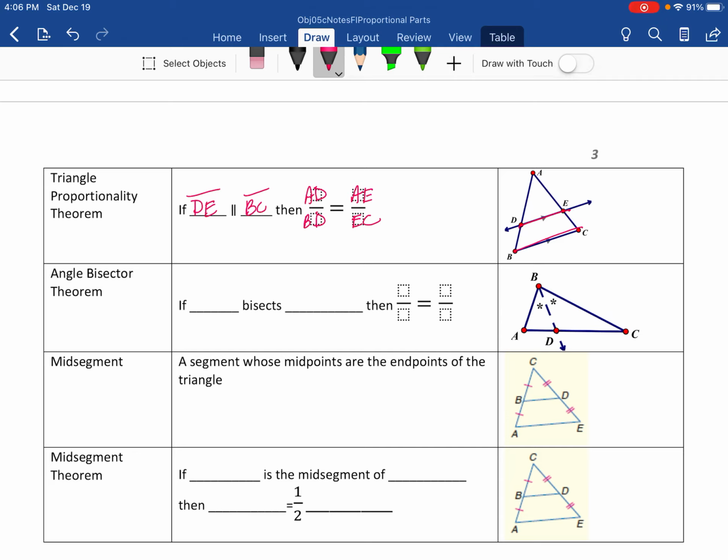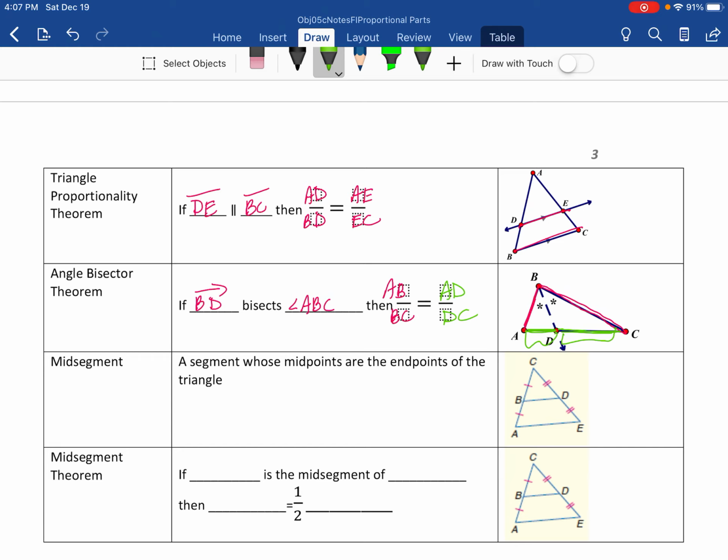My next one is a little bit harder to remember. It says if BD bisects angle ABC, then AB, this is still a top over bottom, AB over BC must be equal to AD, the top, over bottom DC. So AD over DC.